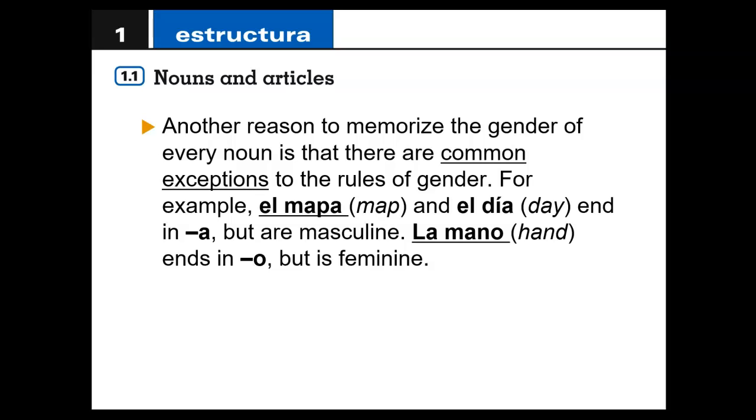So for example, you have el mapa. If you notice, el mapa in this case ends in an A, but this word is masculine. You have el día, ends in an A, but it's also masculine because of this article. Then you have la mano, ends in an O, but this word is feminine. So there are some exceptions to some of these, so that's why it's best to memorize them.